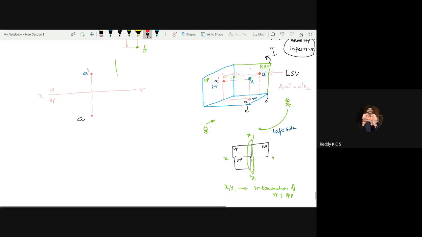So where we need to draw this new x1 y1 line is nothing but at a distance mentioned, which is from the right profile plane. So this is the x1 y1.